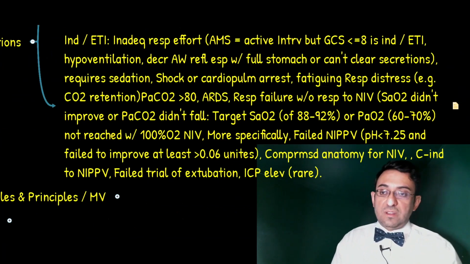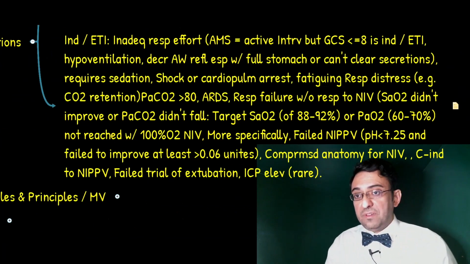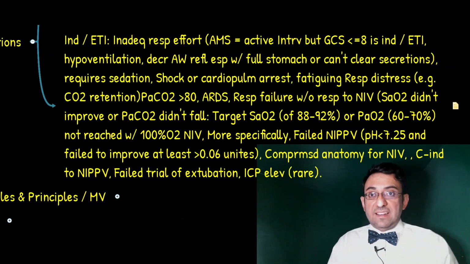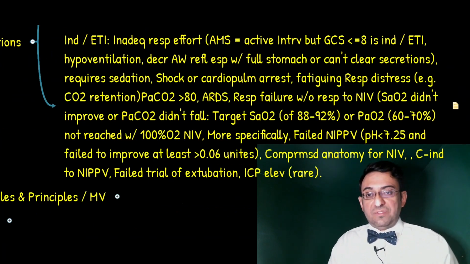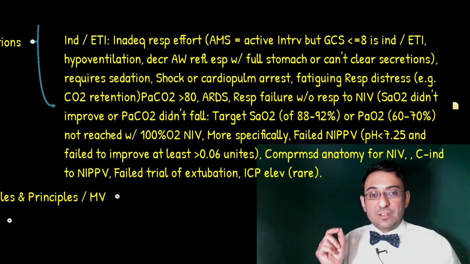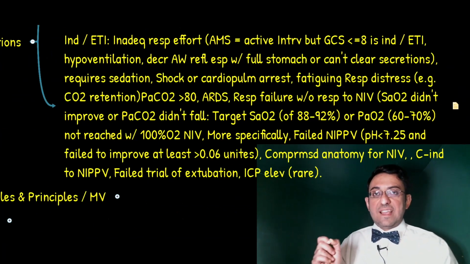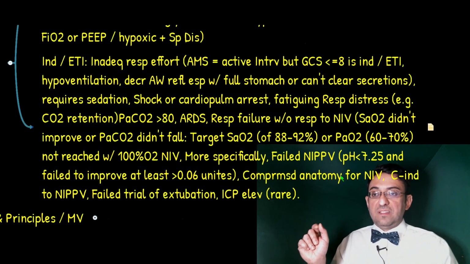If a patient has acidosis with pH less than 7.25, which fails to improve at least 0.06 units under non-invasive ventilation, this patient is also demonstrating CO2 retention and respiratory fatigue and requires intubation. Put it simply, failed non-invasive ventilation.